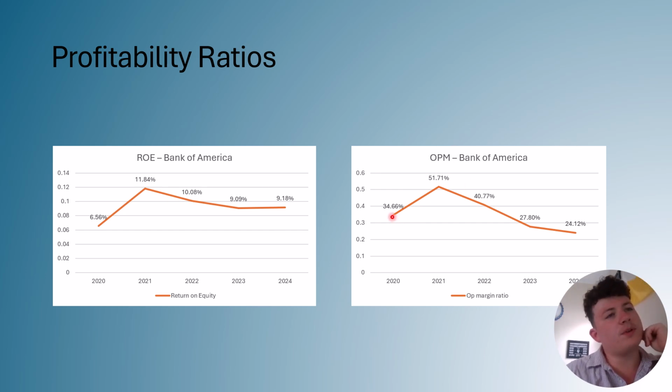And then operating profit margin. Again, we're seeing pretty middle of the road, and then an incline in 2021. Again, everybody was home, costs were a little bit down, and then it starts to taper off again as costs begin to rise and people come back into the office.